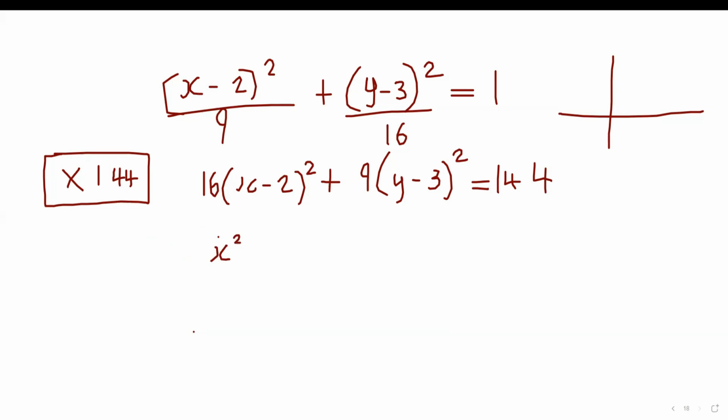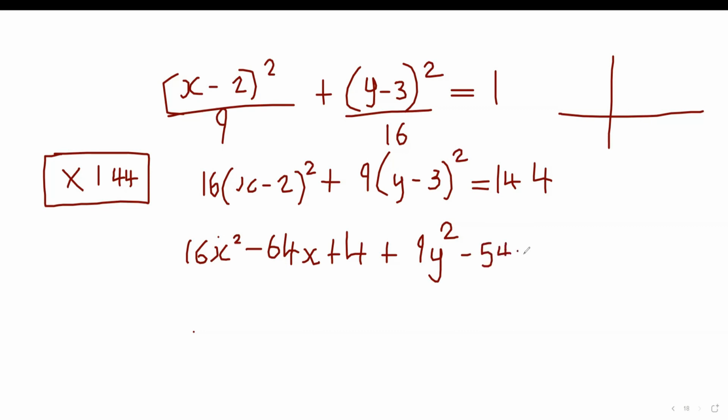All right, so this is going to be 16x squared minus twice the product of the two, that's 4x. 4 times 16 is 64x, plus, this is then now 2 squared, which is 4, plus 9y squared, plus, this is then now 6 minus 6y, and 6 minus 6y times 9 is minus 54y.